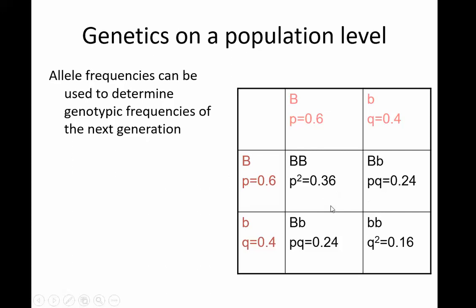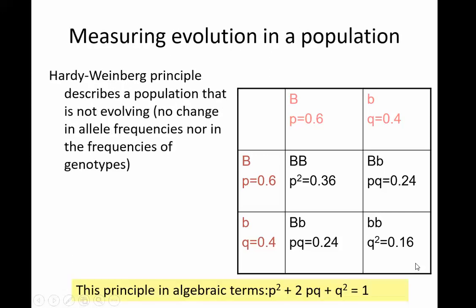This square is going to be P times Q, which is 0.24. This is also going to be P times Q, which is 0.24. This square is going to be Q times Q, or Q squared, which in this case, given these Q values, is 0.16. So this is the idea behind the second Hardy-Weinberg formula: p squared plus 2pq, and we have 2 pq's because there's 2 different ways that the q and the p's could combine, plus q squared, and that's always going to equal 1.